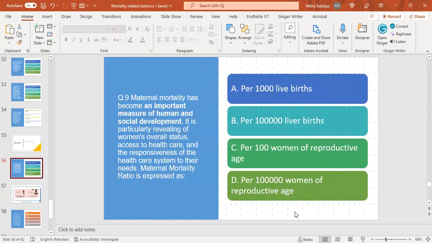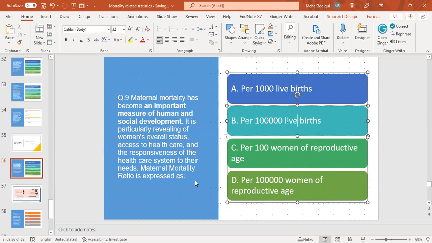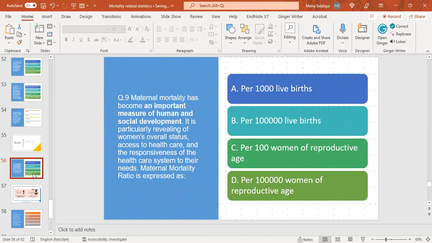MCQ number 9. Maternal mortality has become an important measure of human and cultural development. It is particularly revealing of women's overall status, access to healthcare, and the responsiveness of the healthcare system to their needs. Maternal mortality ratio is expressed as per 1,000 live births, per 100,000 live births, per 100 women of reproductive age, per 100,000 women of reproductive age. The right option is B.